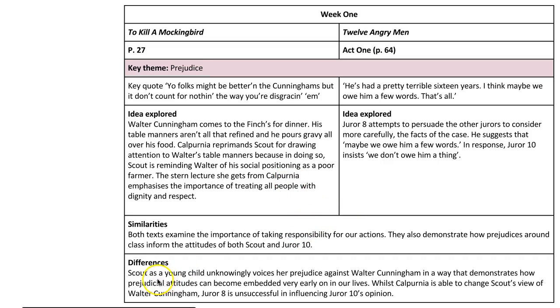Then you've got differences. Scout as a young child unknowingly voices her prejudice against Walter Cunningham in a way that demonstrates how prejudicial attitudes can become embedded very early on in our lives. Whilst Calpurnia is able to change Scout's view of Walter Cunningham, Juror 8 is unsuccessful in influencing Juror 10's opinion.